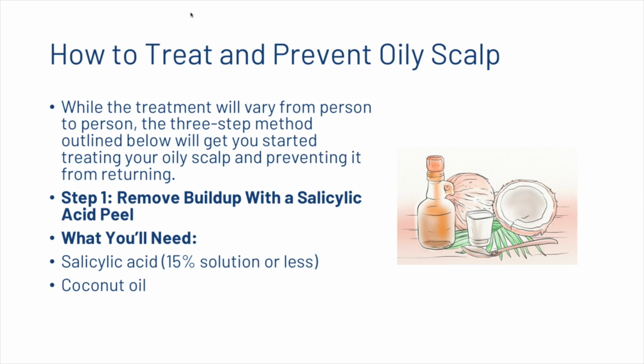Now, while the treatment will vary from person to person, the 3-step method outlined will get you started treating your oily scalp and preventing it from returning. Step 1 is removing the buildup with a salicylic acid peel. So you're going to need some salicylic acid at 15% solution or less and some coconut oil.